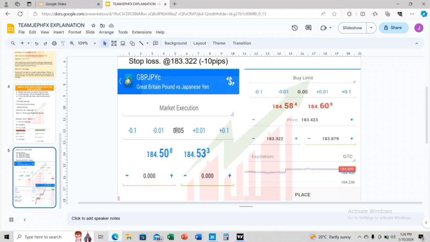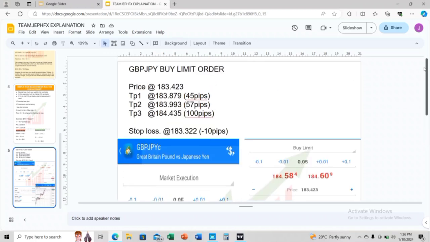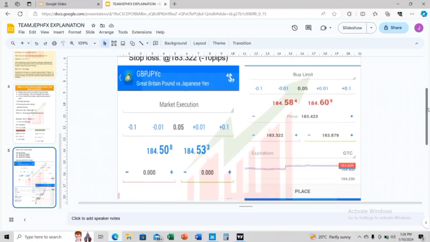Then after changing it, click on your market execution and change it to buy limit. Remember, the signal is for what? Look at it, the signal is a buy limit order. So change that market execution to buy limit. Look at the second picture. This is the second picture.